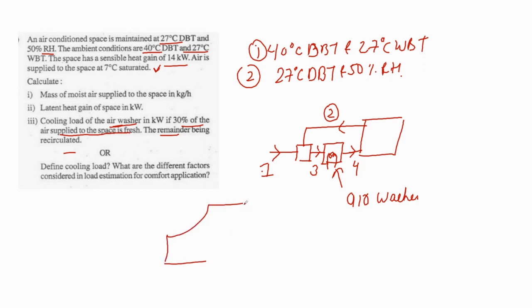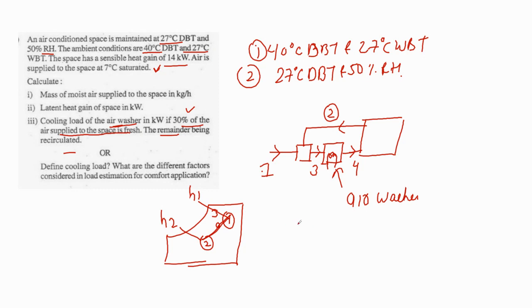सबसे पहले हम क्या करेंगे, पॉइंट 1 को मार्क कर लेंगे जैसे हम हमेशा करते हैं। उसके बाद हम पॉइंट 2 को मार्क कर लेंगे। ठीक है, इन दोनों को हम ज्वाइन कर देंगे। उसके बाद जो कंडीशन दी हुई है, if 30% of the air supplied is fresh, इस कंडीशन से हम पॉइंट 3 को कैलकुलेट करेंगे। मैंने आपको पहले भी बताया है कैसे करते हैं। We calculate at point 1 the enthalpy, suppose it is H1, we calculate at point 2 the enthalpy, suppose it is H2. Now what we do, we do the mixing of air streams.